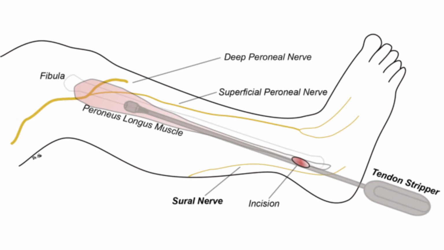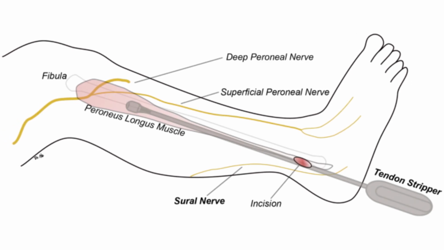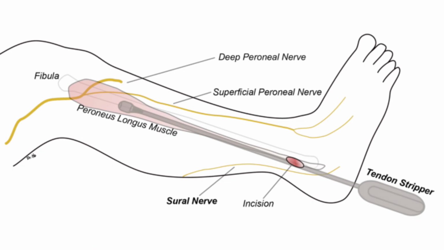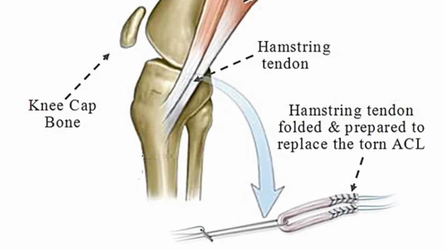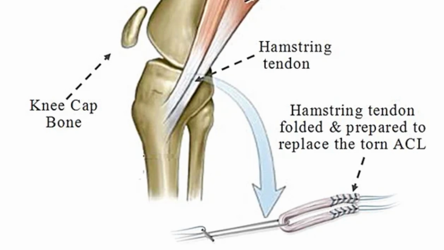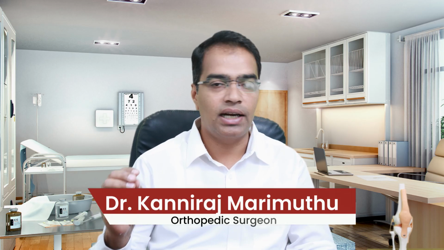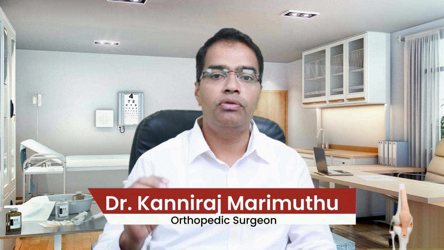So peroneus longus graft is the other commonly used graft. It does not cause any functional problem in the ankle from where we are taking the graft. Now, in summary, if you look at the graft options, hamstring tendon graft is the most commonly used graft for ACL reconstruction because it does not have any major problem seen with the bone-patellar tendon graft, and then it gives good functional outcome, stability, and return to sports.